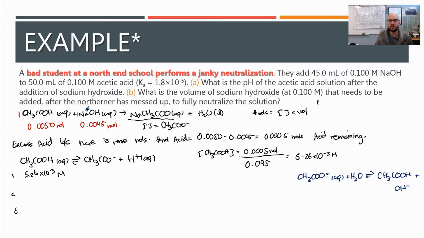So 0.0045 moles of CH3COO minus exist. And for us to be able to put it into our ICE chart, we have to figure out the concentration of that. So CH3COO minus moles divided by liters. In this case, it's going to be 0.0045 divided by 0.095, right? The total volume, which gives us 0.0474.